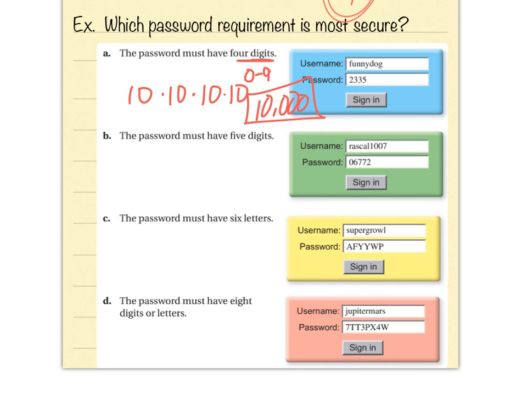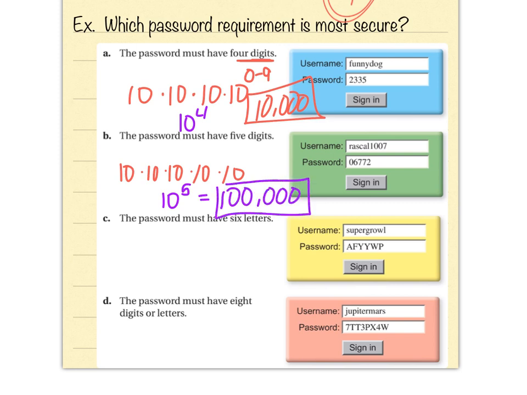Part B says the password must have 5 digits. Well, that would be 10 times 10 times 10 times 10 times 10. Now, for those of you that have scientific calculators, you have an exponent button on your calculator. This is just 10 to the fourth, whereas in problem B here, that'd be 10 to the fifth. So you might find it easier just to do 10 to the fifth, and that's going to give us 100,000. Just by making it have an extra digit, you've increased the number of possible passwords to 100,000, making it even harder for someone to crack or to hack that passcode.